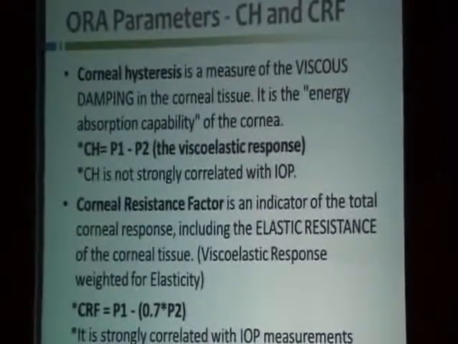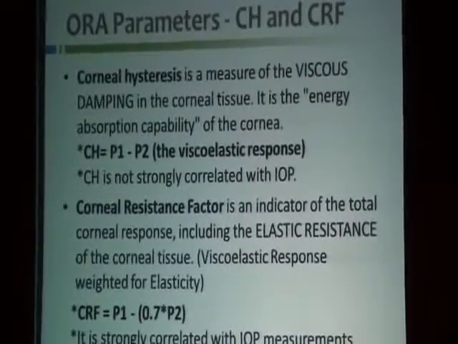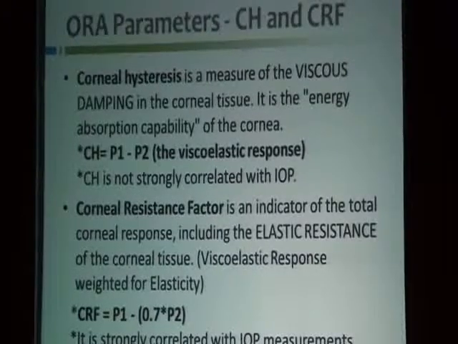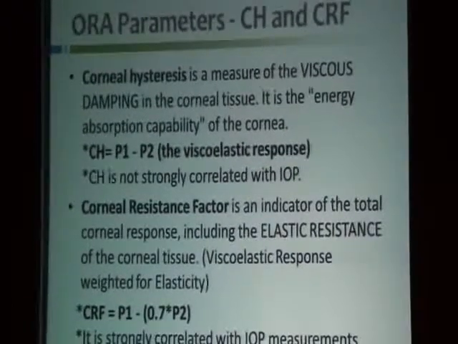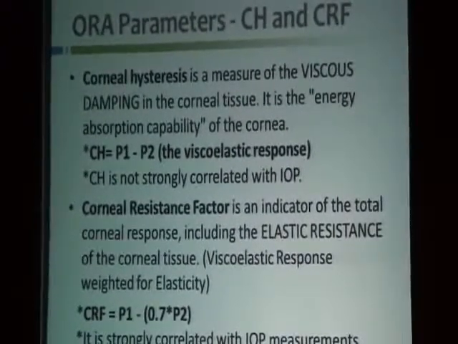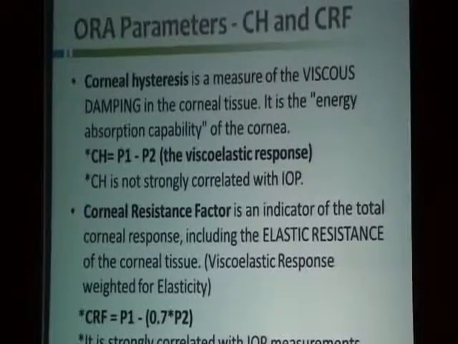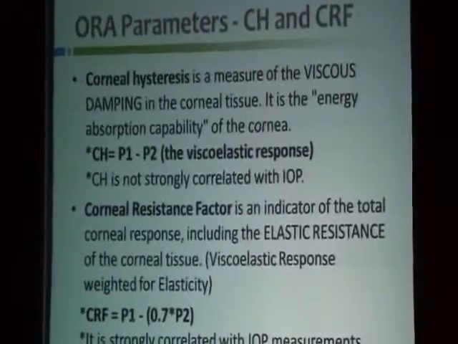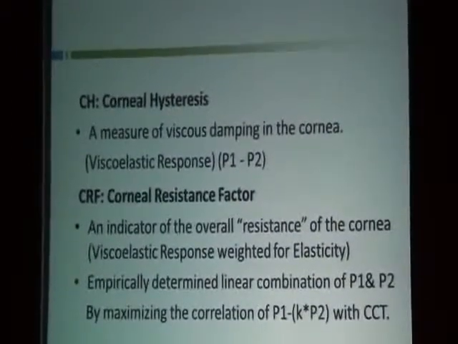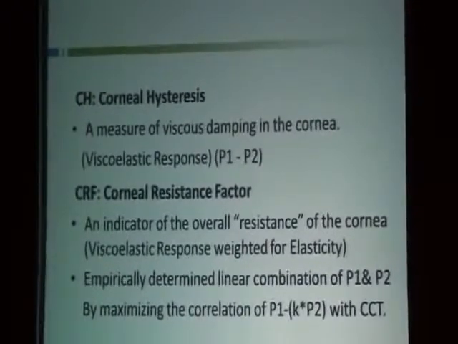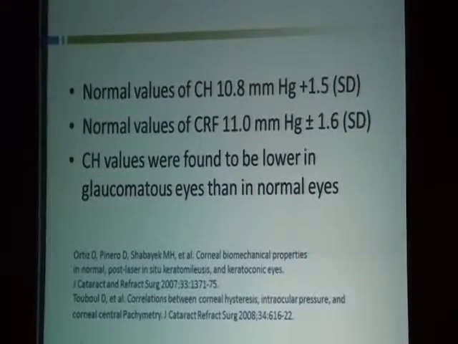Now, the Ocular Response Analyzer also gives us another reading called the corneal resistance factor, and this is an indicator of the total corneal response. So this includes the elastic resistance of the corneal tissue, which is not taken into consideration in the corneal hysteresis. So this is the viscoelastic response that is weighted for elasticity of the cornea also. Now CRF equals P1 minus 0.7, which is a constant, times P2, and this is strongly correlated with intraocular pressure measurements. The corneal resistance factor, like I said, is the overall resistance and is based on an empirically determined linear combination of P1 and P2.